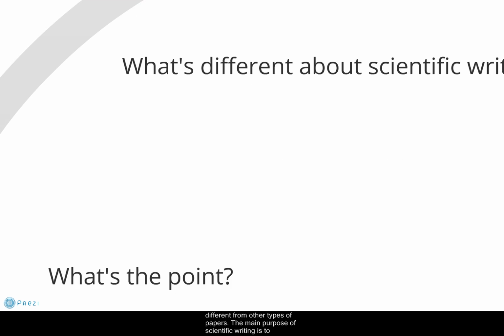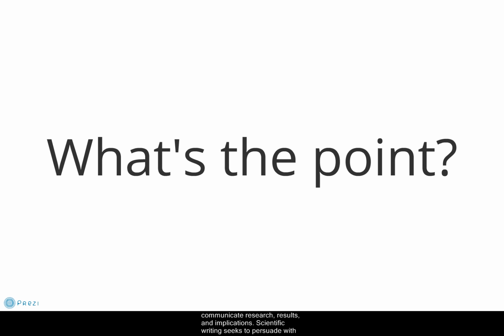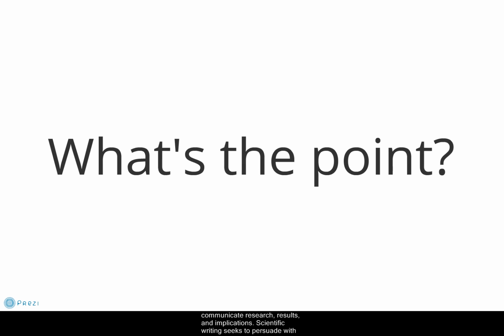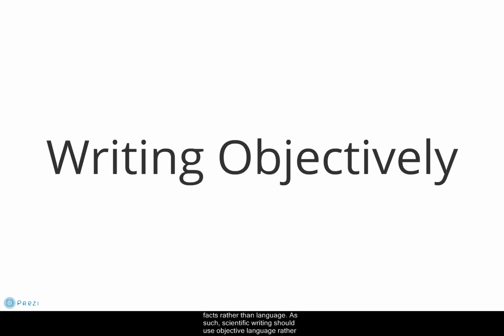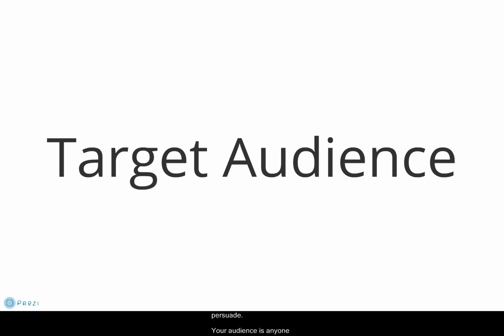of papers. The main purpose of scientific writing is to communicate research, results, and implications. Scientific writing seeks to persuade with facts rather than language. As such, scientific writing should use objective language rather than subjective language. As an example, science writing should avoid any emotionally charged words such as frustrating or revolutionary. Substitute these with descriptive words such as challenging or advancement. This makes sense because scientific writing seeks to communicate rather than persuade. Your audience is anyone interested in not only reading your research but also replicating your study.